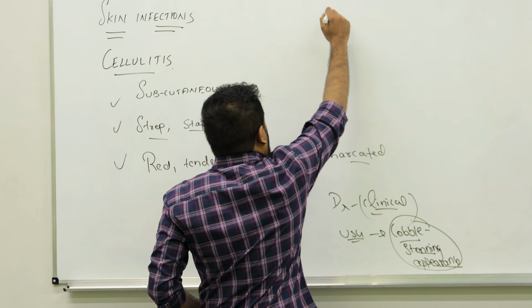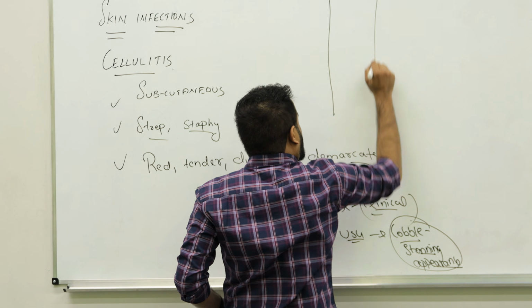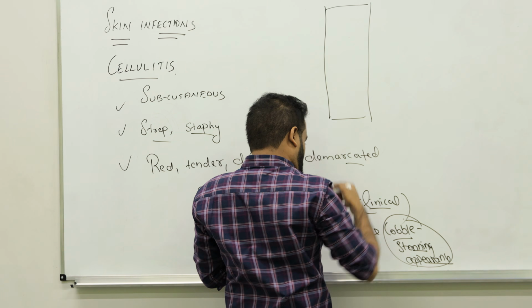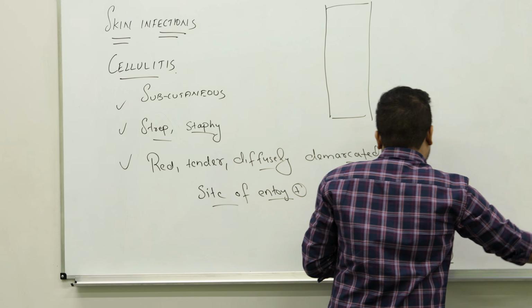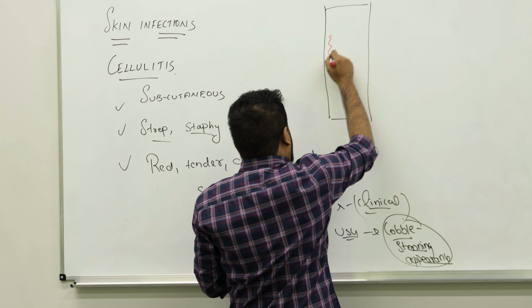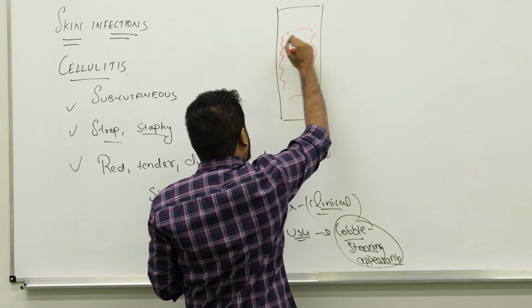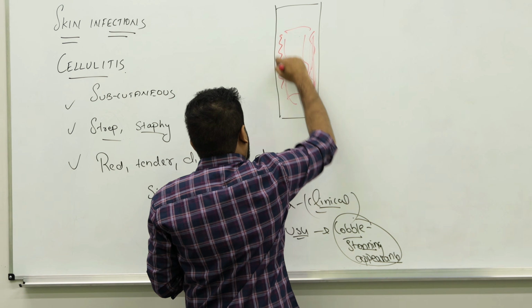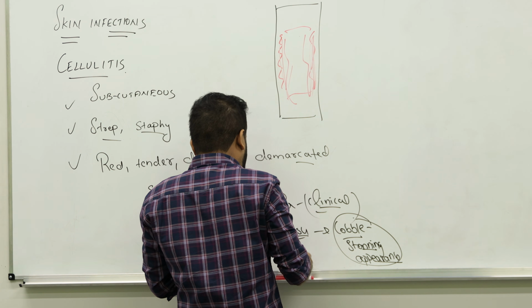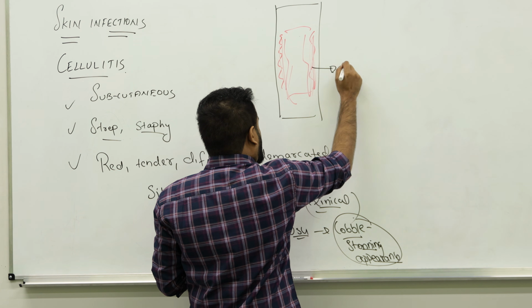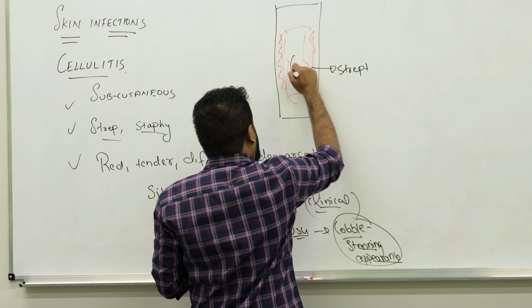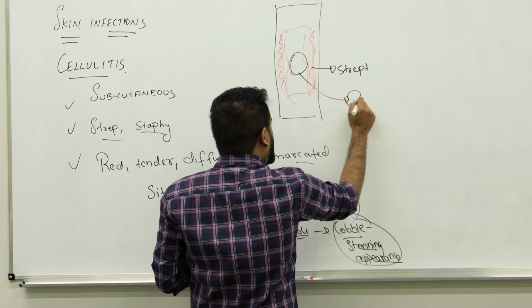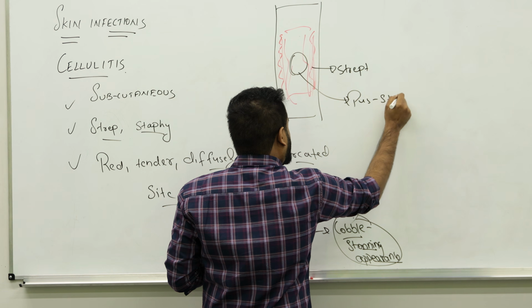Remember, if a patient comes to you with cellulitis in the skin, I am sure that you have seen this. They will have a red inflamed area. Actually, in this red inflamed area, the periphery is caused by the streptococcus, and inside you will have pus. Pus is caused by staphylococcus.